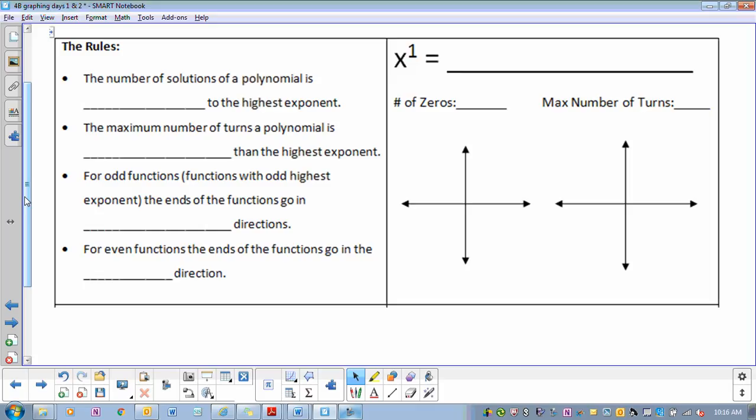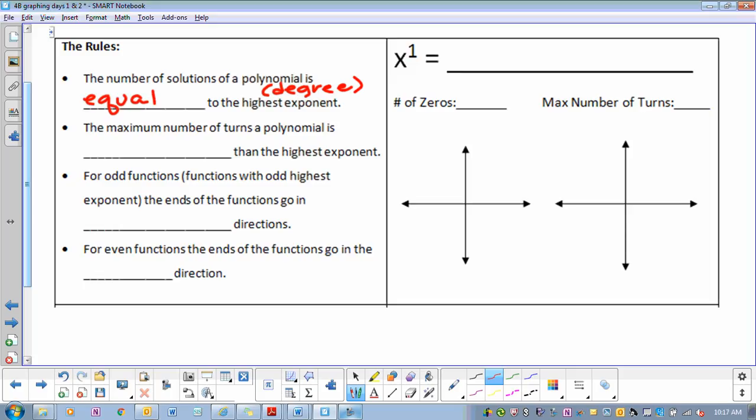So guys, a lot of this is not new, all right? We've talked about this before. So the number of solutions of a polynomial, how many zeros you have, that's going to be equal to your highest exponent, which is also known as your degree. They're the same number. All right, so they should be the same.